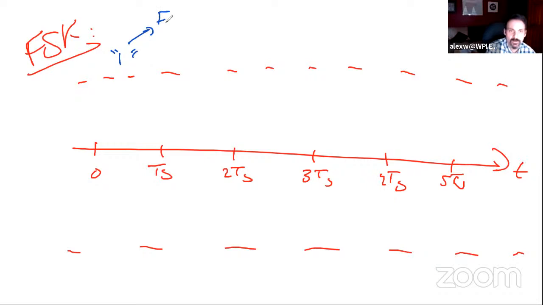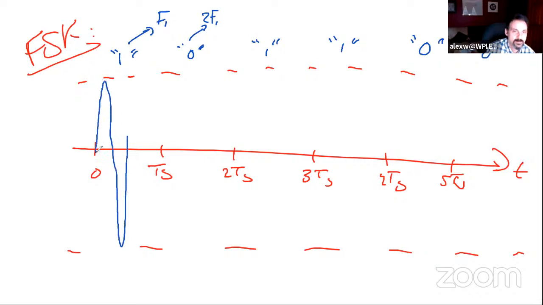Let's say we have frequency F1. And if it's a binary 0, let's say it's 2F1, right? So here, this is going to be somewhat easy to draw. Let's say I have this, and then here, no phase change, but I double the frequency. What is this thing going to look like?